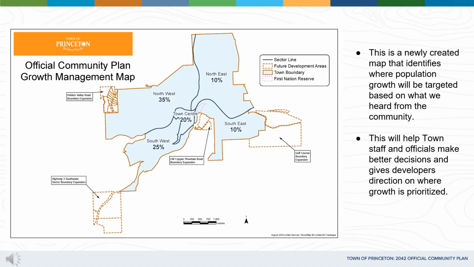The Growth Management Map is a newly created map that identifies where population growth will be targeted based on what we've heard from the community. Although these areas have not been annexed into the town boundary, they help identify and show town staff and officials where future growth may occur. This helps make better decisions and gives developers direction on where growth is prioritized.